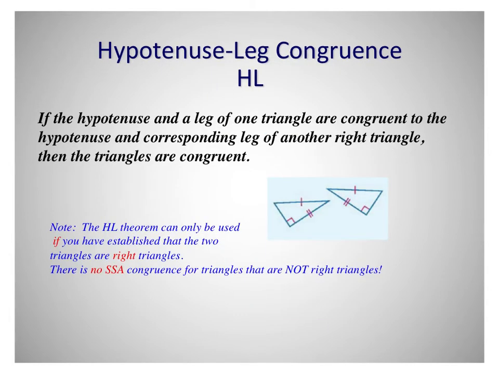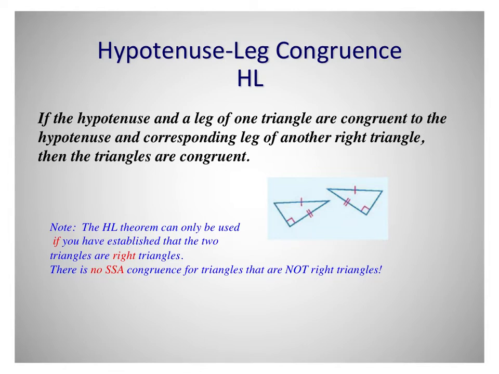Okay, hypotenuse leg. Because it's hypotenuse leg, it can only be used if you have a right triangle, because other triangles that aren't right triangles don't have a hypotenuse. So it wouldn't make sense to use this theorem if your triangle isn't right. So what this theorem says is if you have the hypotenuse and leg of one triangle and they're congruent to the hypotenuse and leg of a second right triangle, then the triangles have to be congruent.